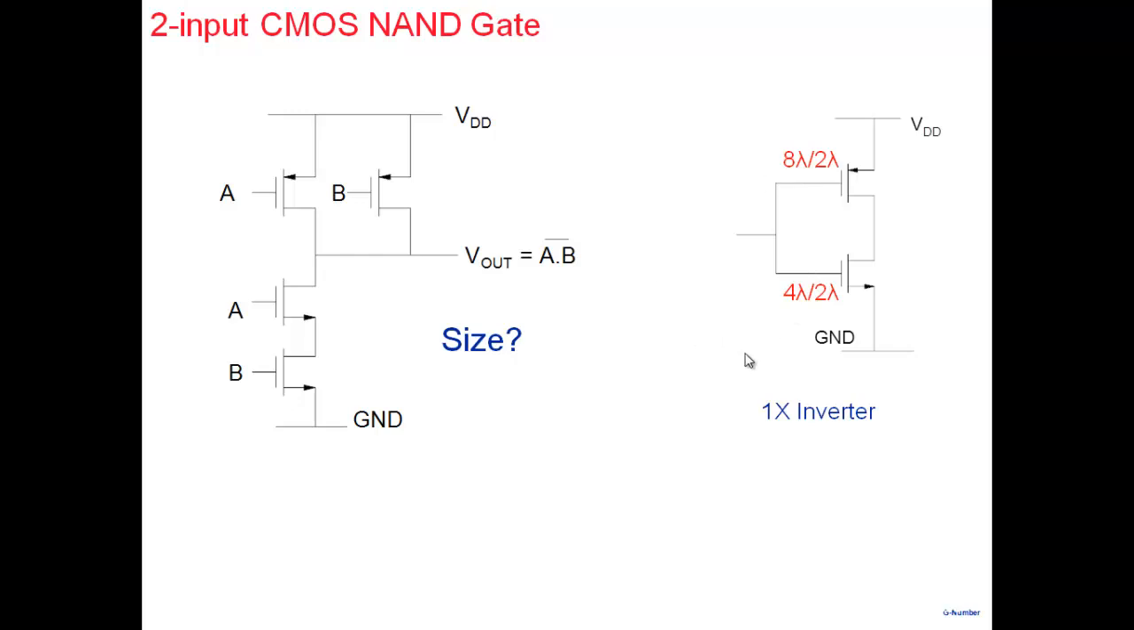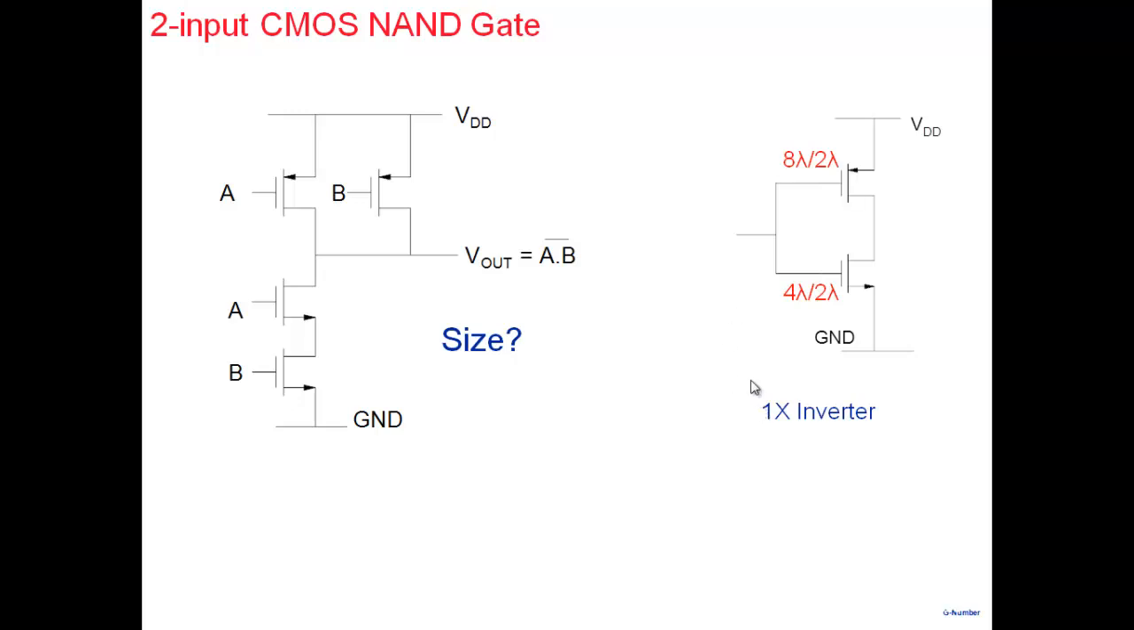Now, this is not a unique design. It may happen, depending on the values of Kp and Kn, that somebody may keep 6 lambda by 2 lambda here and 8 lambda by 2 lambda there. That was the homework problem. So there are different possibilities, and I'm just pointing out one of them. So the 1x inverter that you see here may differ.